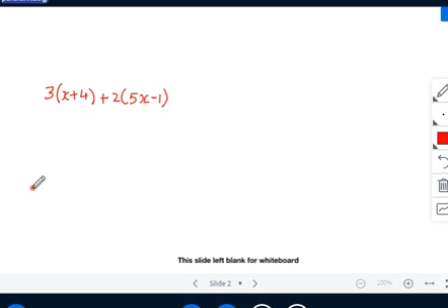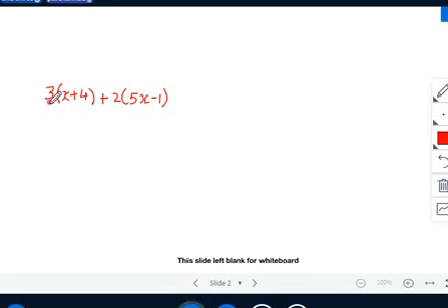3x plus 12 plus 10x minus 2, then 3x plus 10x plus 14 minus 2, and then 13x plus 12. It's 13x plus 10.